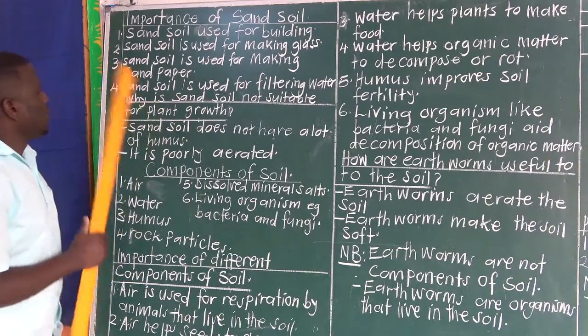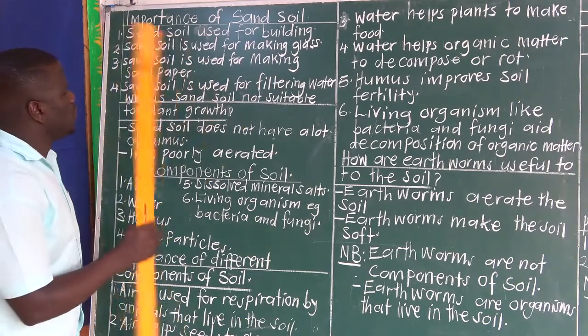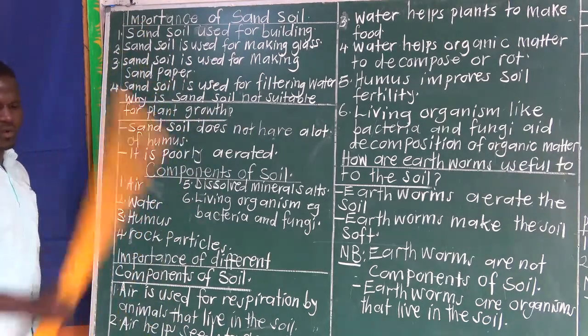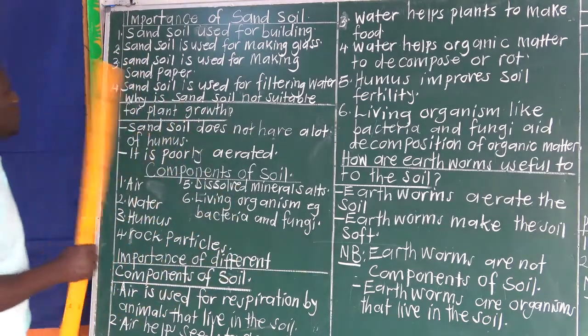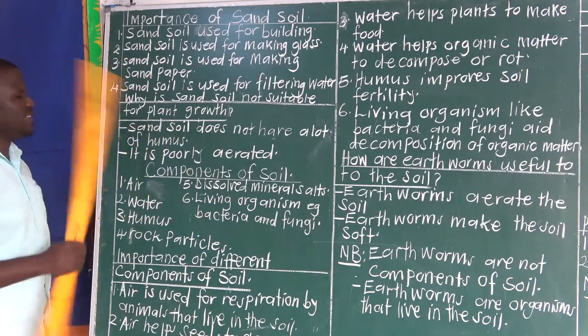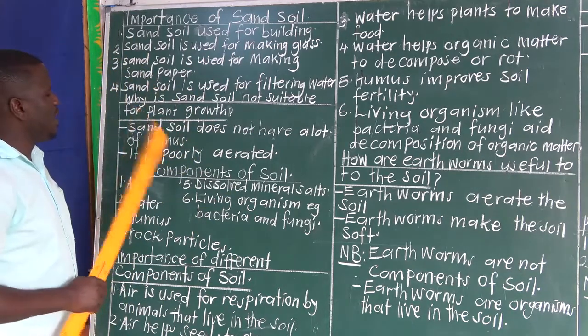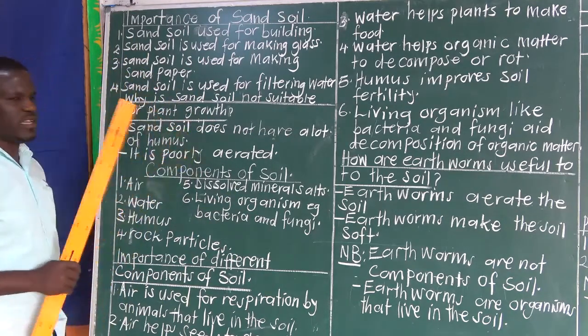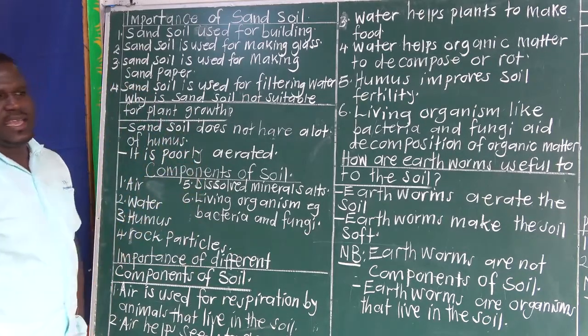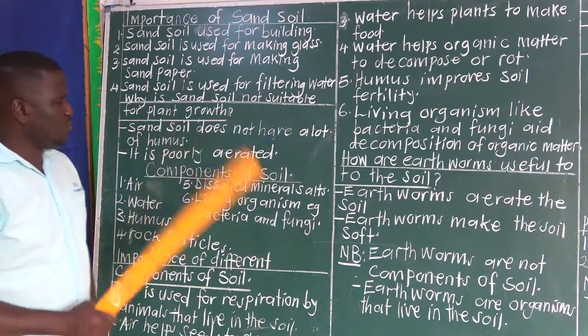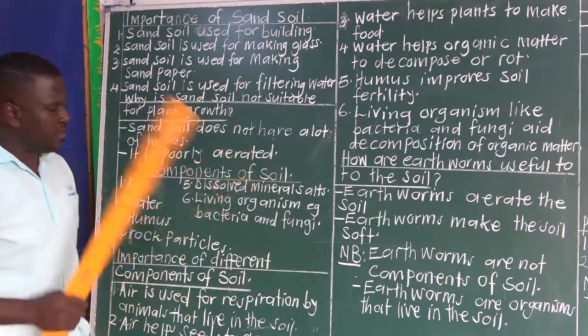Question: Why is sand soil not suitable for plant growth? Answer: sand soil does not have a lot of humus. Then sand soil is poorly aerated. That's why it is not suitable for plant growth.